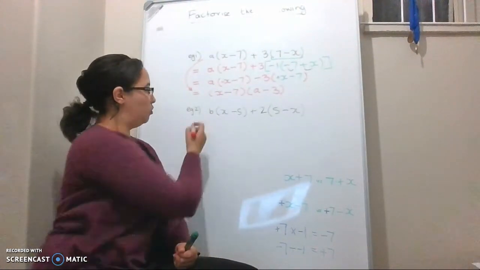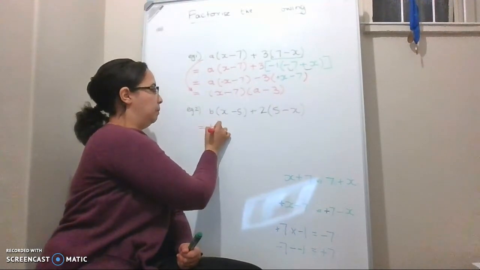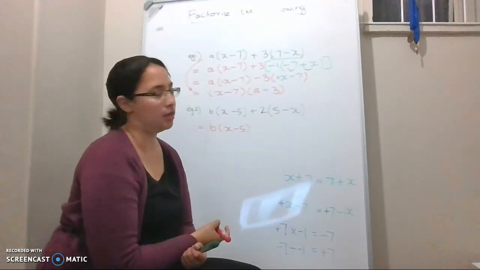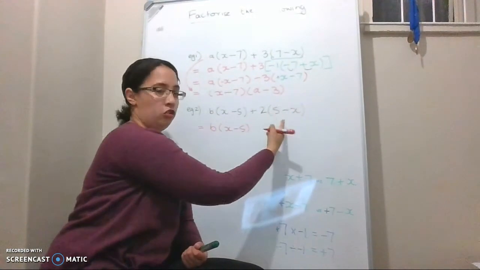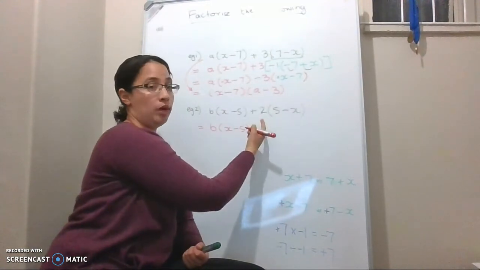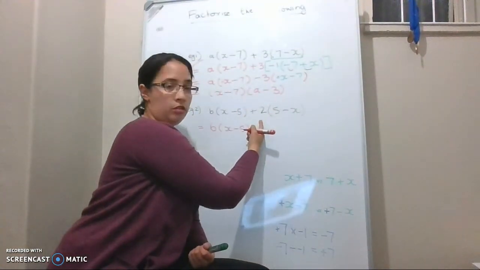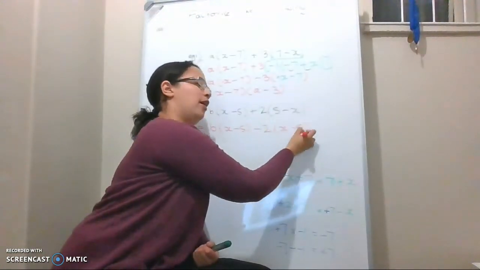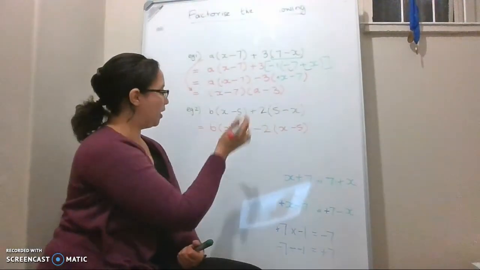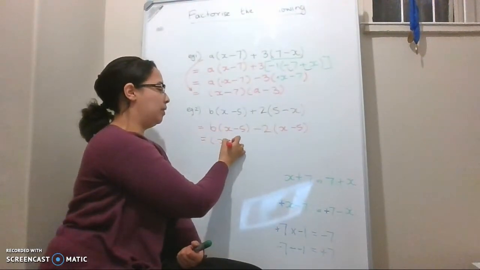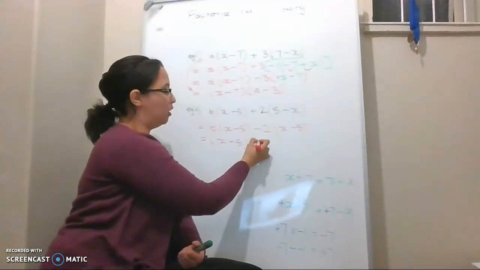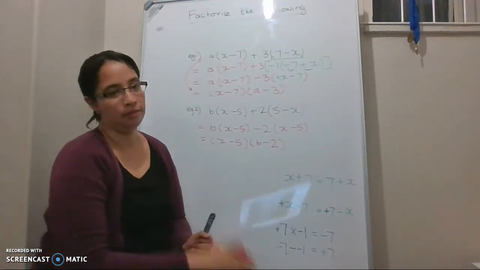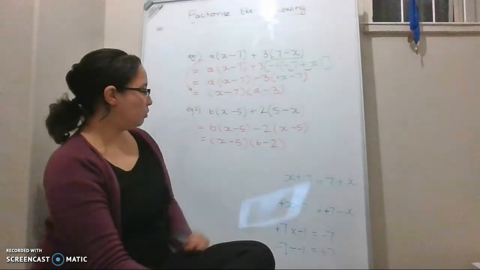So let's see what I can do here. That can be b times x minus 5. I need to change 5 minus x, so I'm going to switch my terms, but remember I take out a negative 1. The negative 1 times the positive 2 is going to be negative 2, and that changes to x minus 5. I switched it, and now I'm going to take out the common bracket as my common factor. So this, in a nutshell, is what we are going to do.